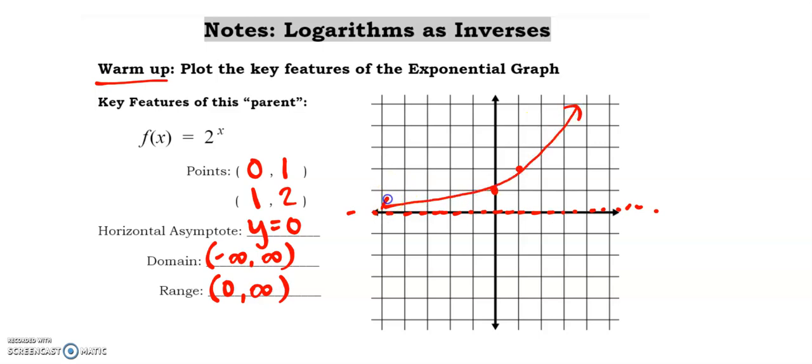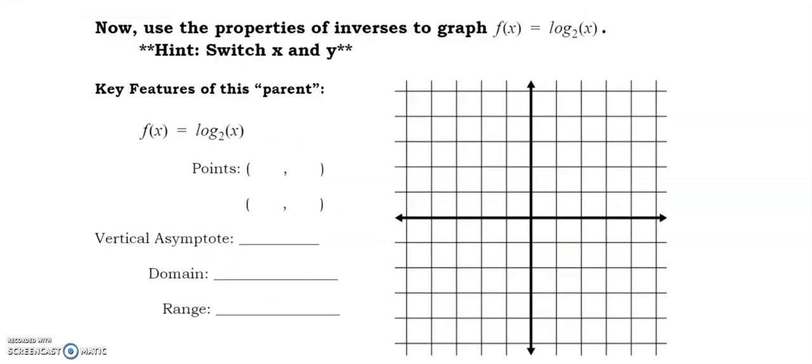So again, this is a review of graphing an exponential function. If you need more review on that, you can go back to stuff in previous folders. Okay, so now it says use the properties of inverses to graph f of x equals log base 2 of x. So if we think about some similarities here, we still have a base of 2 that's going on, and we still have our x.